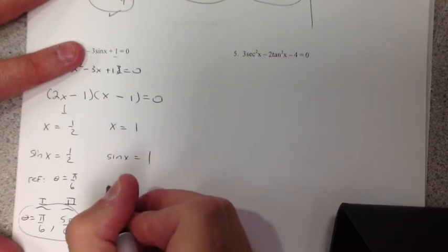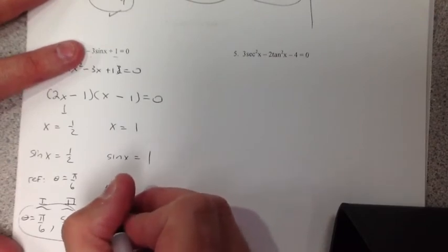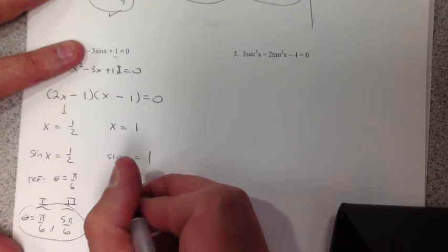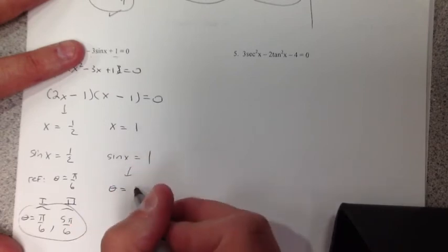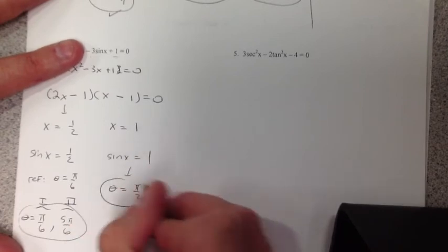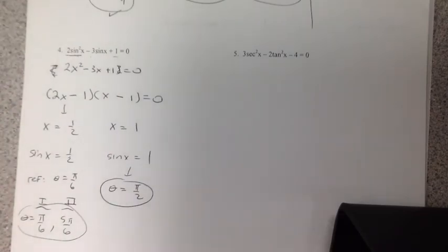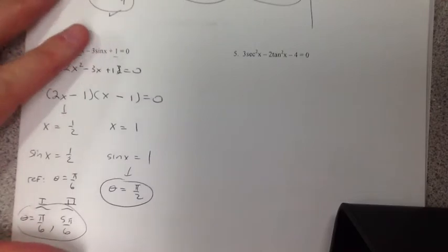The next one, where is sine equal to 1? Well, that should be pretty easy. Where is sine equal to 1? This one we should just know. It's pi over 2. You want to know that one. All right. Let's take a look at number 5 here before we move on to part 2.